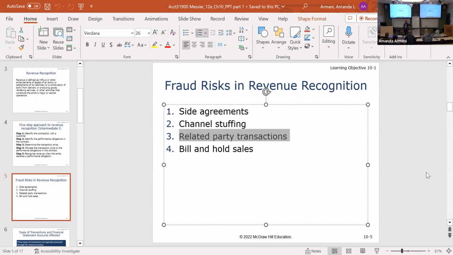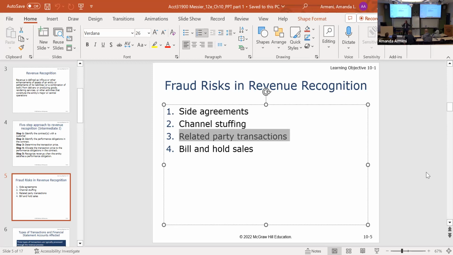Okay, now again, that doesn't immediately indicate that fraud is going on, right? But if I have special side agreements with that one customer, that could be an indication that we are not meeting those performance obligations the way that the revenue recognition rules say that we should, and that fraudulent activity is going on.